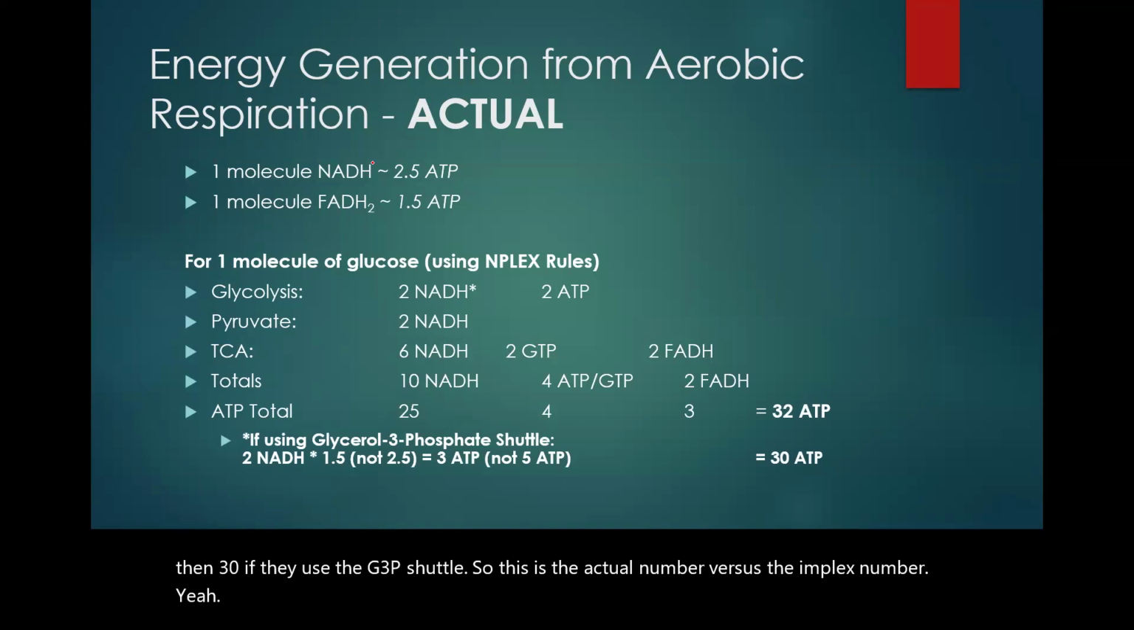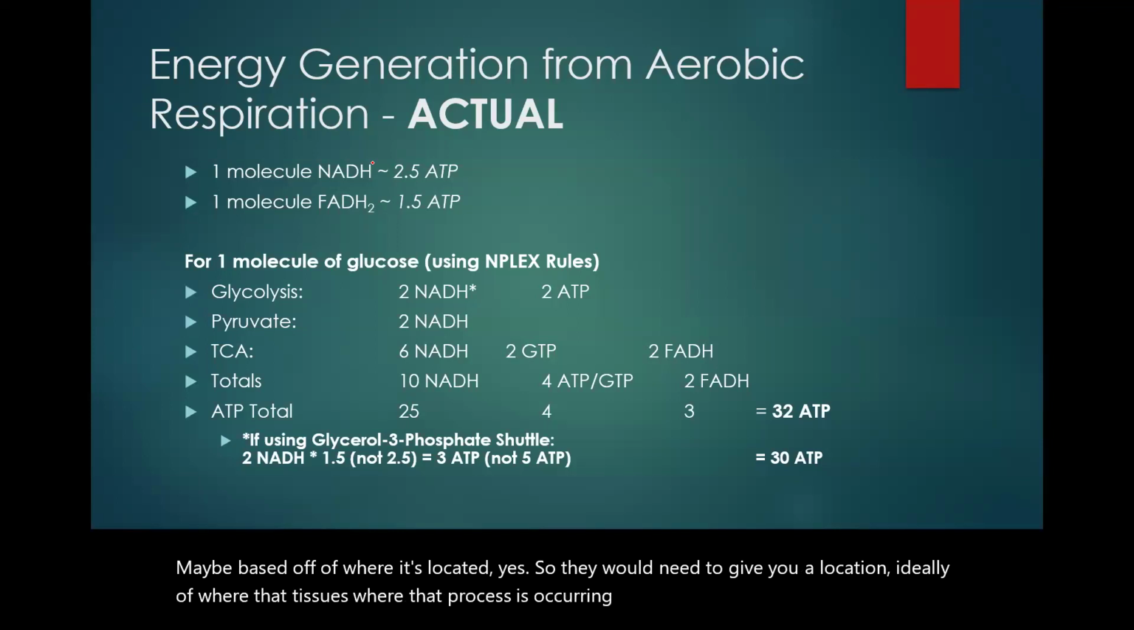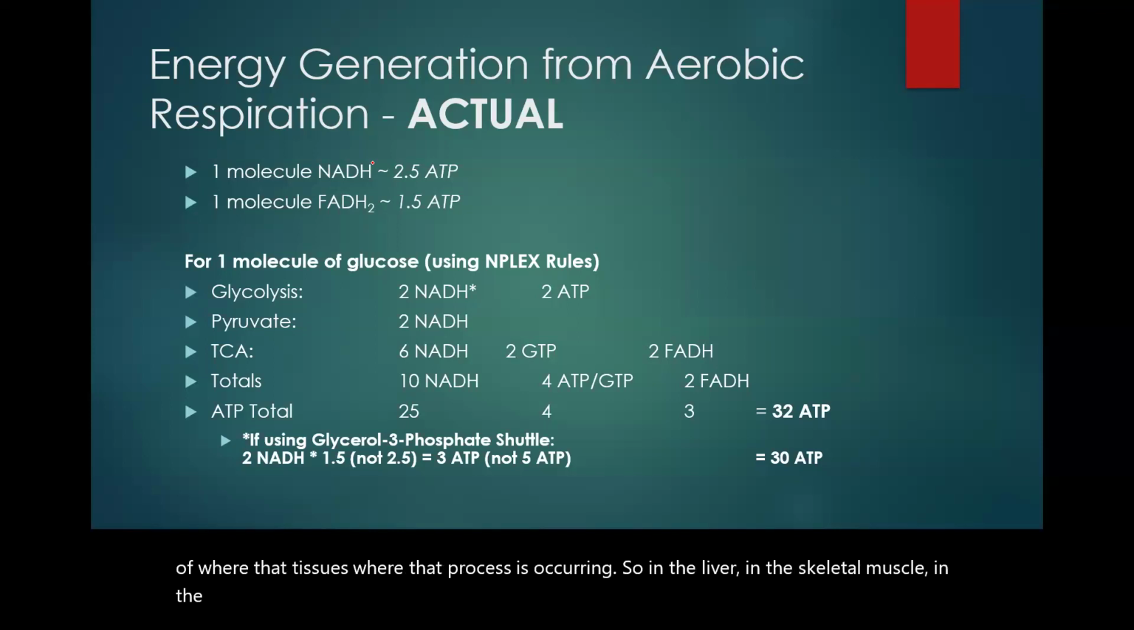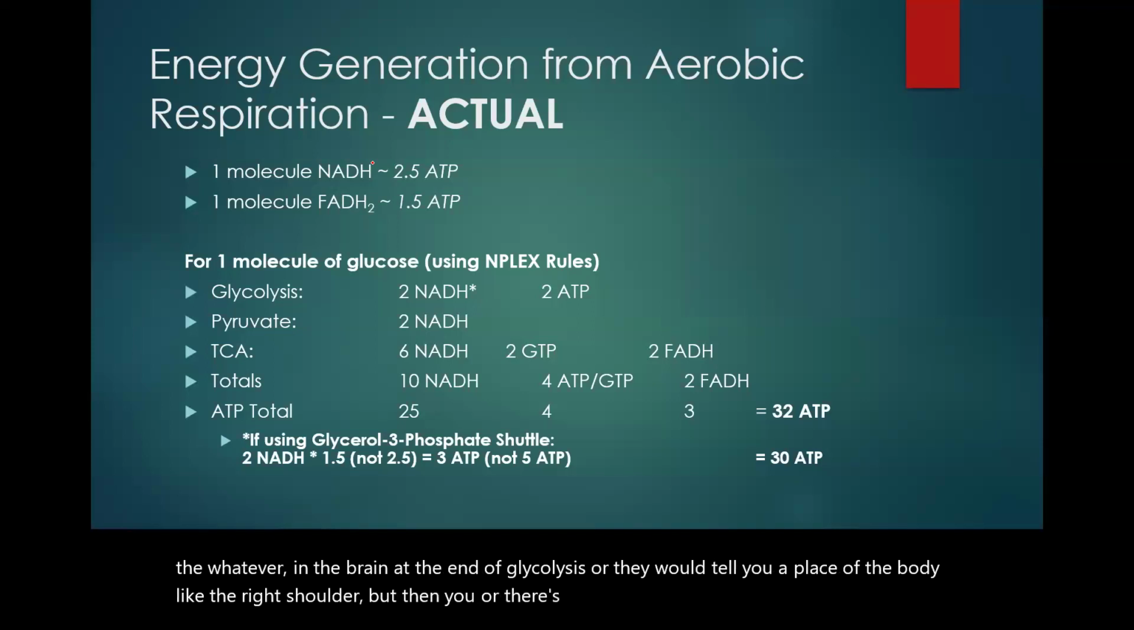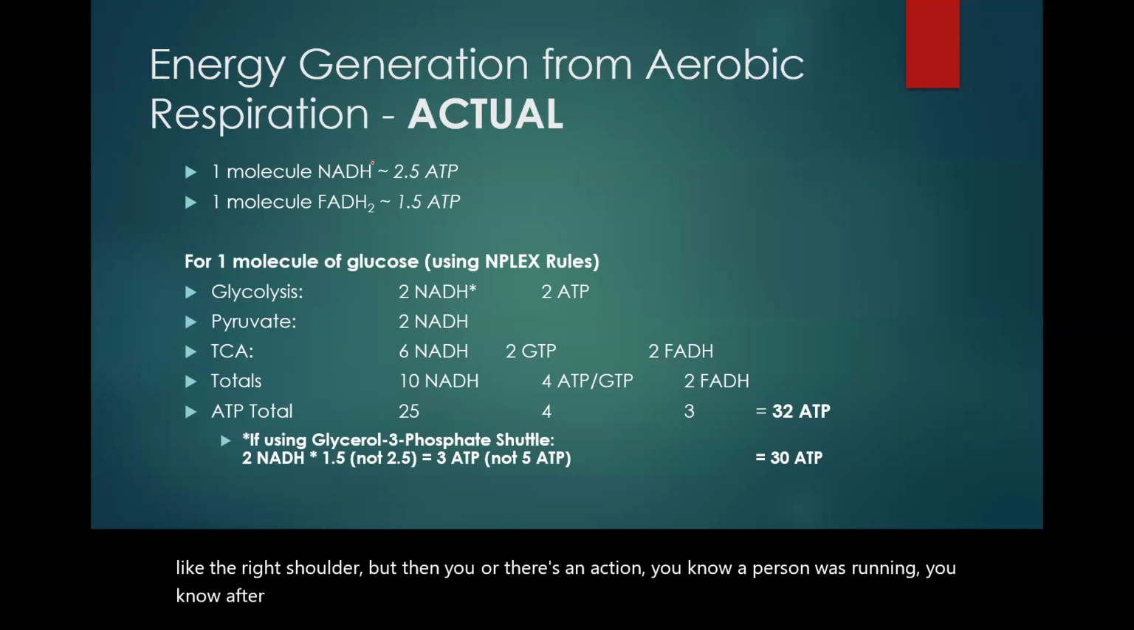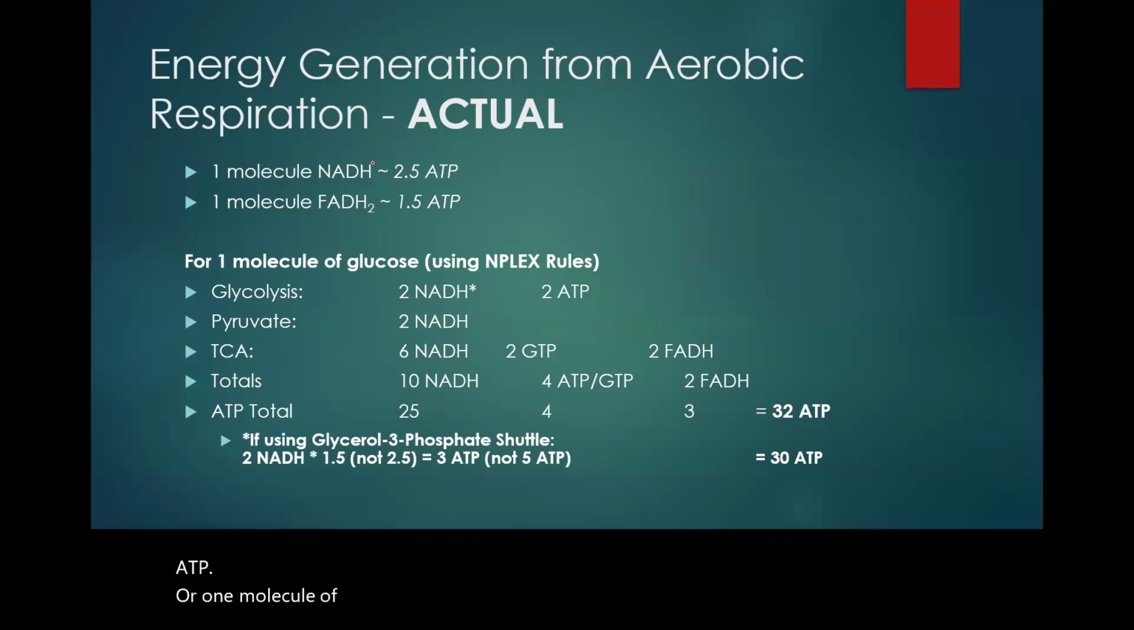Maybe based off of where it's located, yes. So they would need to give you a location, ideally, of where that process is occurring. So in the liver, in the skeletal muscle, in the brain, at the end of glycolysis, or they would tell you a place of the body, like the right shoulder. Or there's an action, a person was running; after running, how much ATP would they generate from 1 molecule of glucose? Then that's how you would know your shuttle.